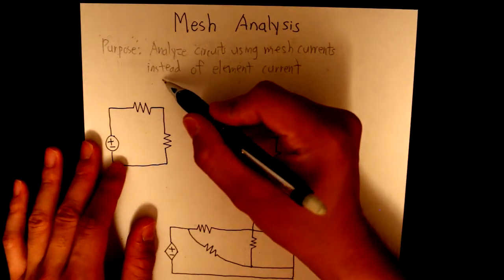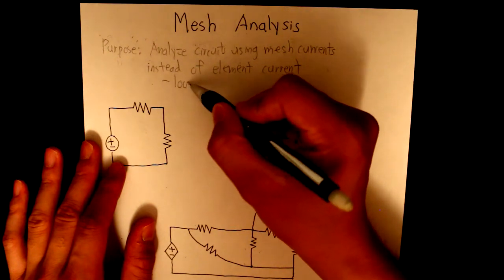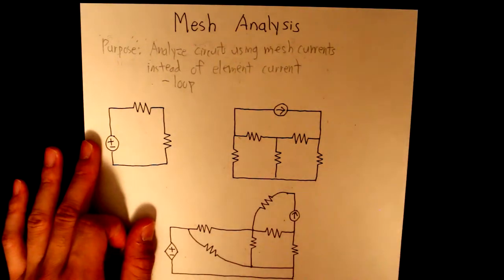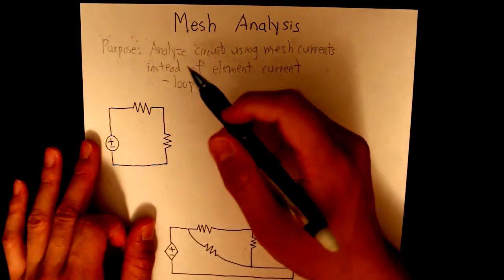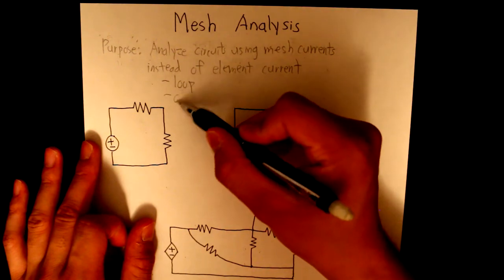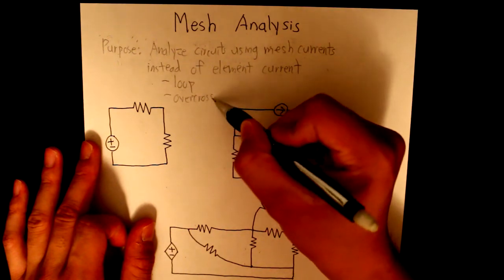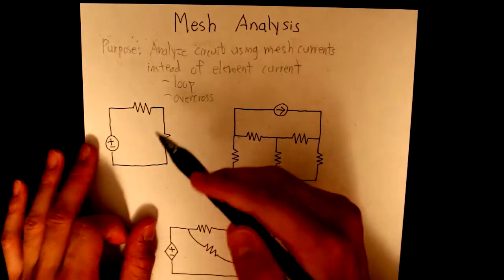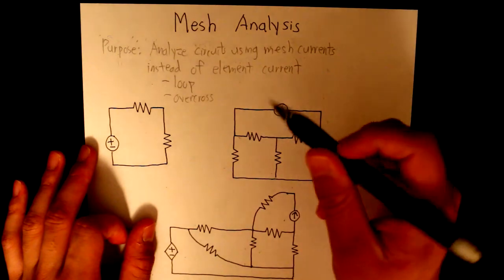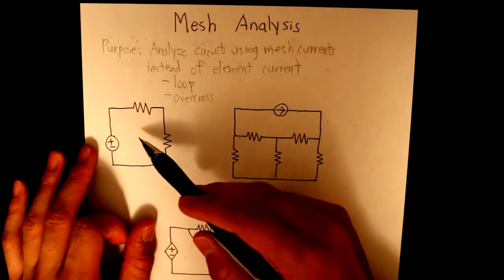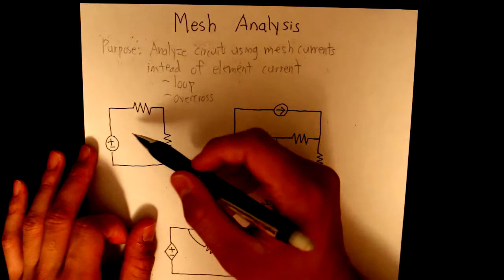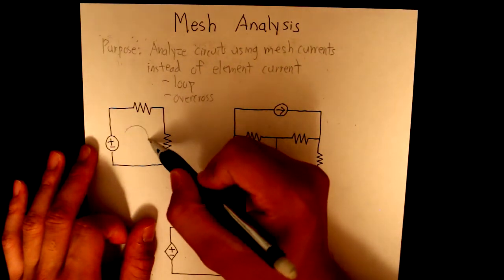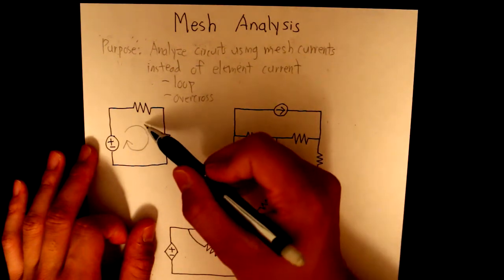We're going to generate a loop, and we're going to draw a loop in a closed path, and it has to be a closed path. And not only that, but it cannot overcross one another. So here we have 3 circuits, and we're going to draw as many loops as we need for each one. So this one only has one closed path, so we're just going to draw one mesh current right here, and we'll label that as 1.